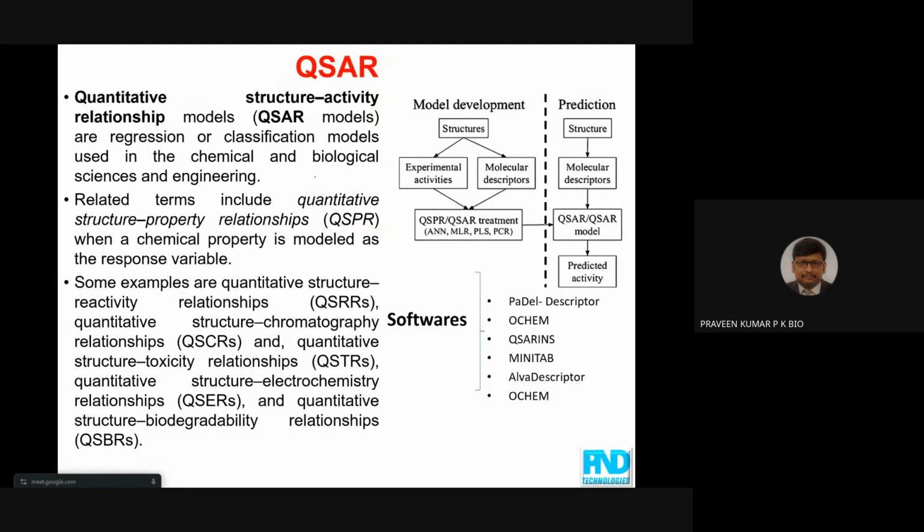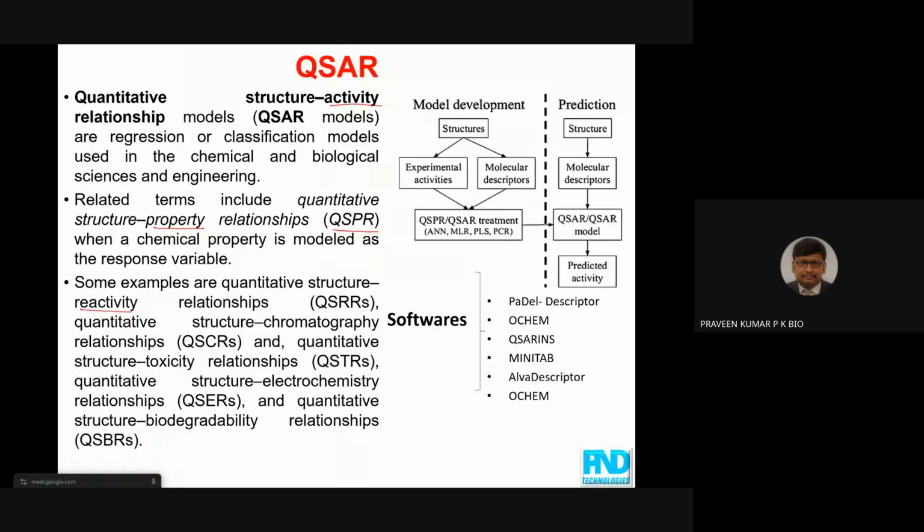QSAR, quantitative structure activity relationship models. Here A stands for activity, and QSPR is the general term, quantitative structure property relationship. If you are studying the activity of compounds, we call that QSAR. QSAR is a part of QSPR. Similarly, if we are working on reactivity relationships, some compounds show reactions, isn't it?